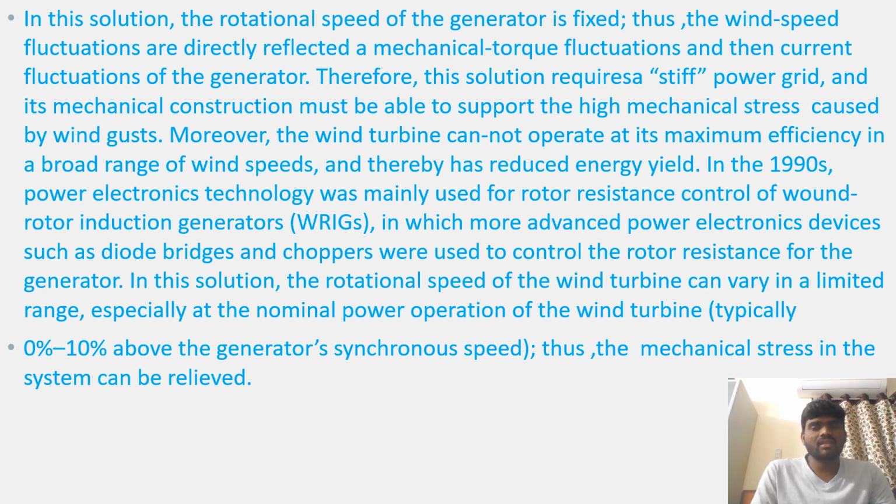In the 1990s, the power electronics technology was mainly used for rotor resistance control of wound rotor induction generator, in which more advanced power electronics devices such as diode bridges and choppers were used to control the rotor resistance for the generators. In this solution, the rotational speed of the wind turbine can vary in a limited range, especially at the nominal power operation of the wind turbine, typically 0 to 10% above the generator's synchronous speed. Thus, the mechanical stress in the system can be reduced.